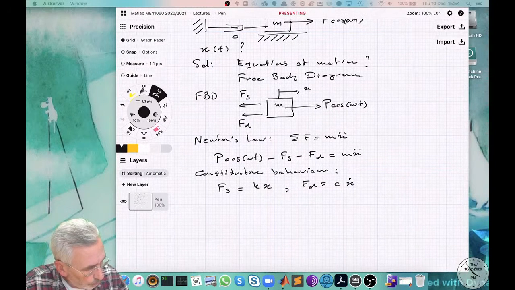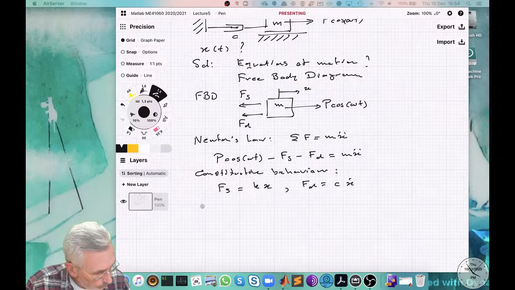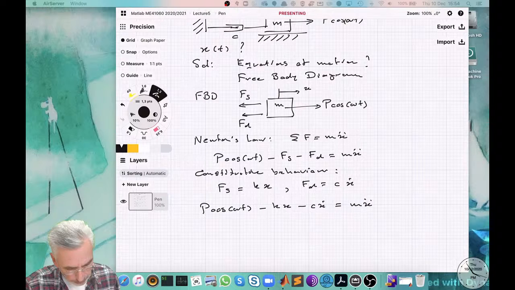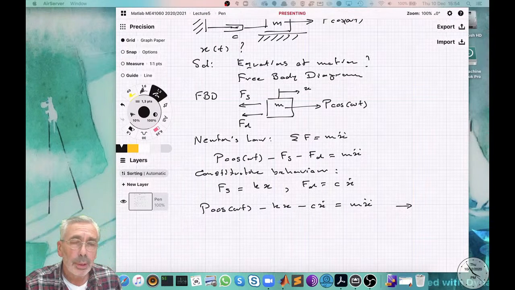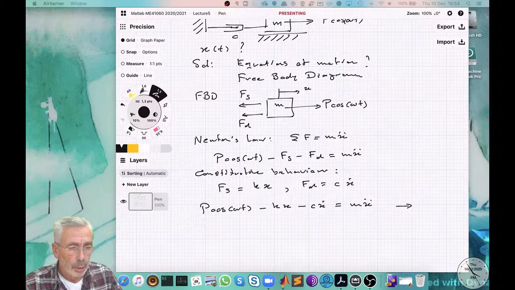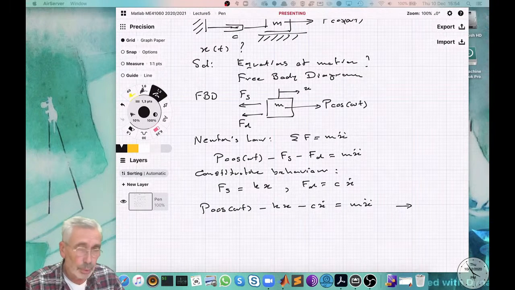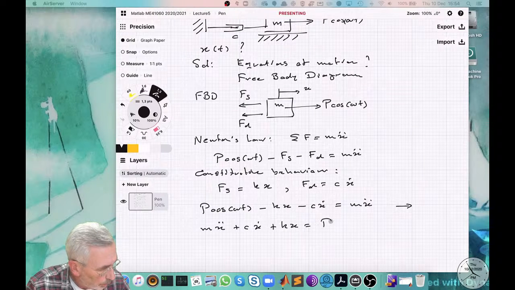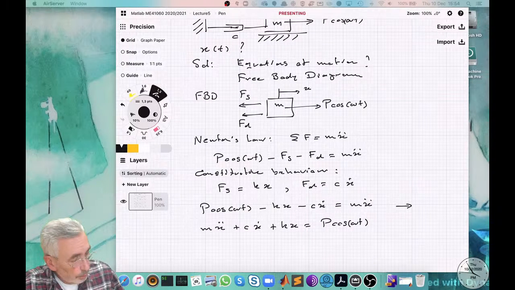Then we plug everything into the equation here, and we get P cosine omega t minus k times x minus c times x dot equals m x double dot. Usually we rearrange that by putting all the things with the coordinates and the time derivatives on one side and all the other stuff on the right hand side. So then we write m x double dot plus c times x dot plus k times x equals P cosine omega t. Okay, so that is a nice example.